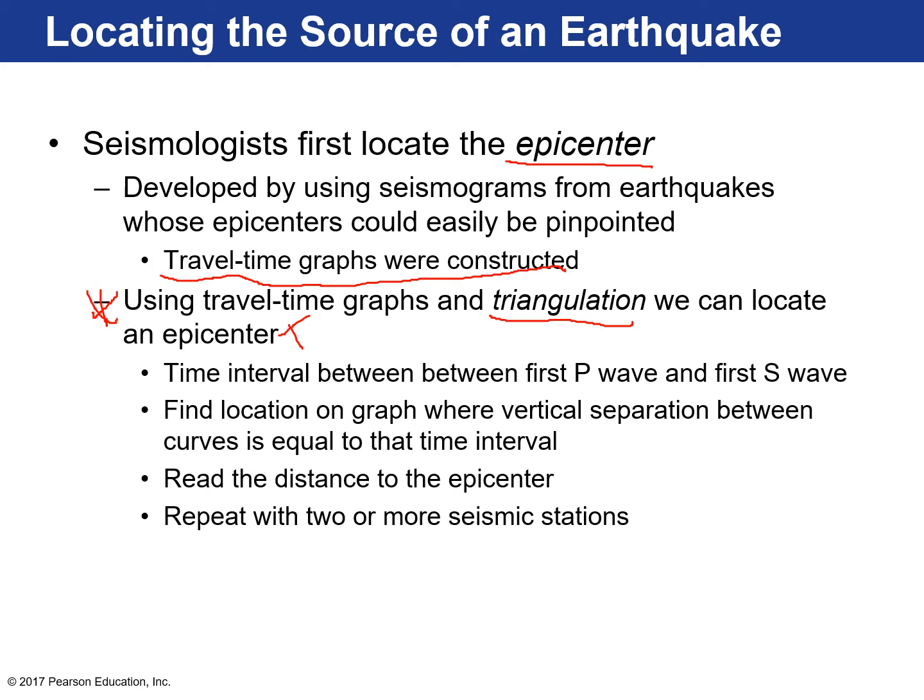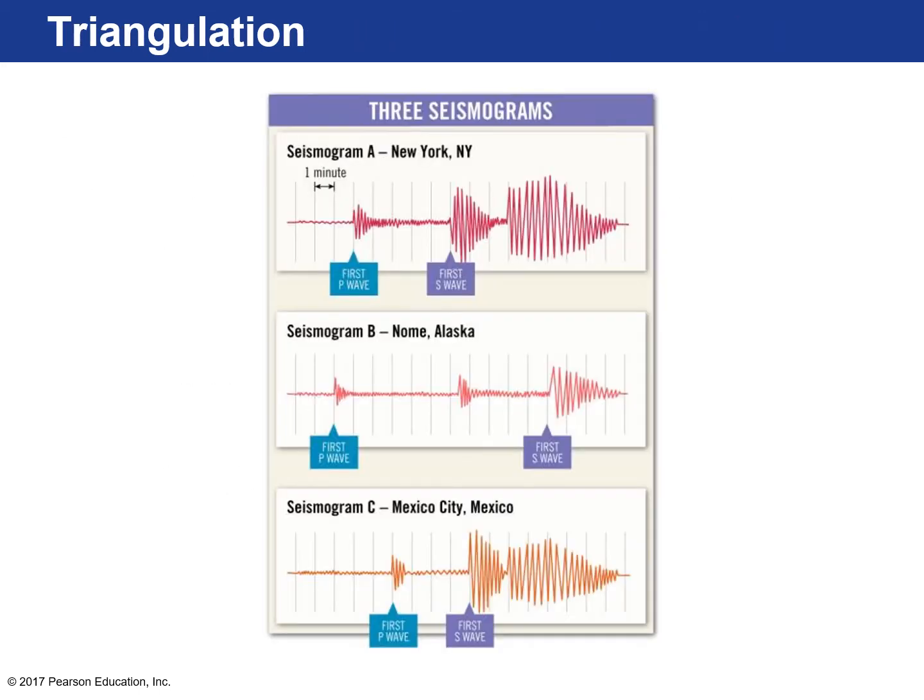So essentially, here's an example of an earthquake that has occurred. We have 3 seismic stations, A, B, and C. Here's a seismogram in New York, which records the arrival of the first P wave. And then here's the time lag between the arrival of the first P wave and the arrival of the first S wave, or secondary wave. You can measure this in terms of time. Usually they'll give you, oh, there, that's 1 minute. So it's about 1, 2, 3, 4, 5 minutes, a 5-minute time lag.